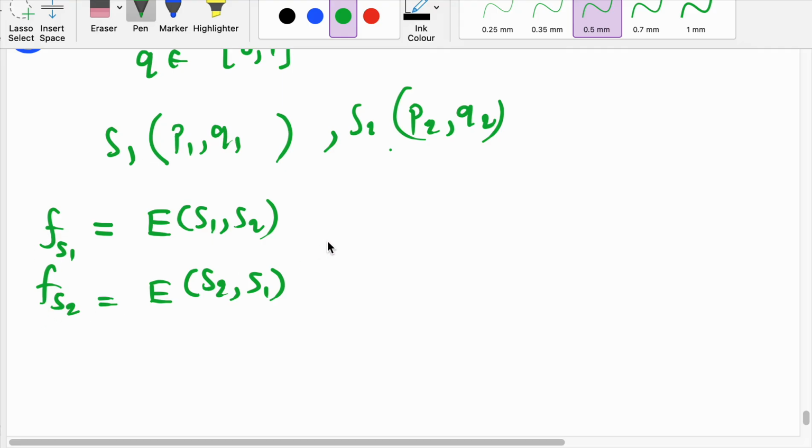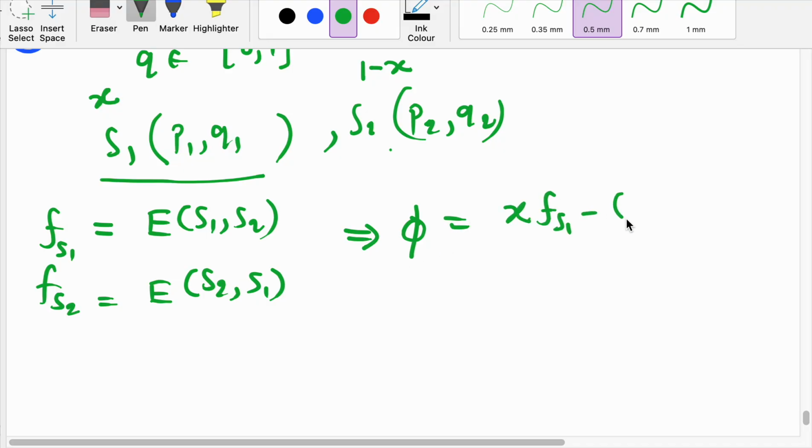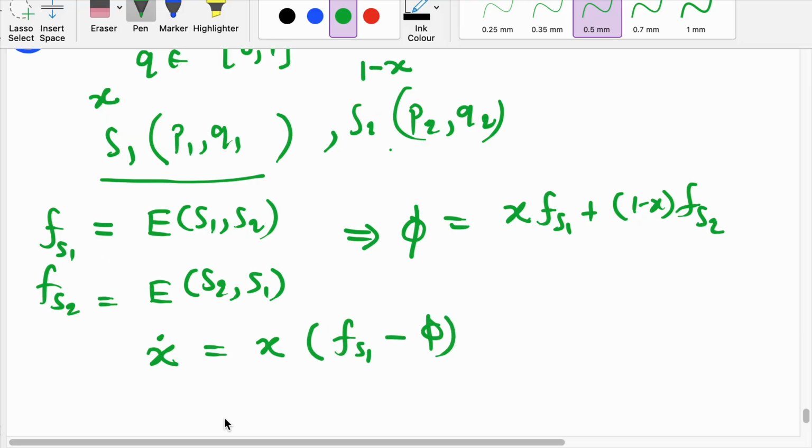So S1, S2, and suppose in the population there is an x fraction of individuals playing the S1 strategy, and a 1 minus x fraction of individuals playing the S2 strategy. Then we can write the average fitness of the population, that will be x f(S1) plus (1 minus x) f(S2). Now we can write a replicator equation: x dot will be x times the fitness of S1 minus the average fitness. Exactly. So this is for the two-strategy case.